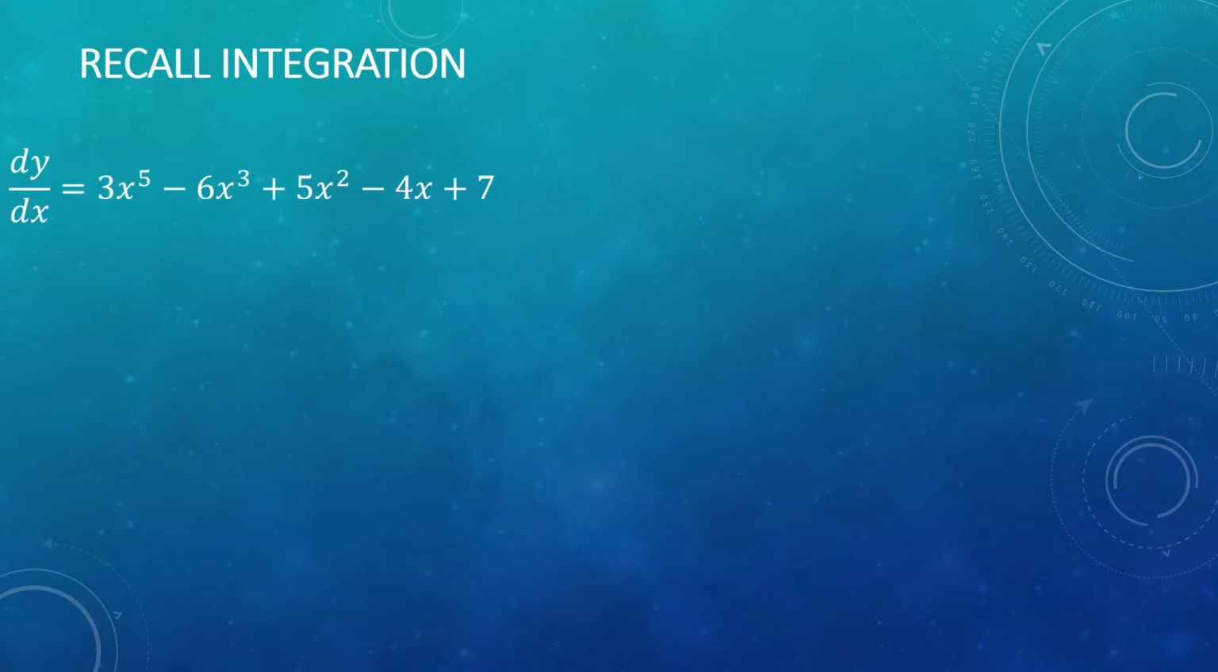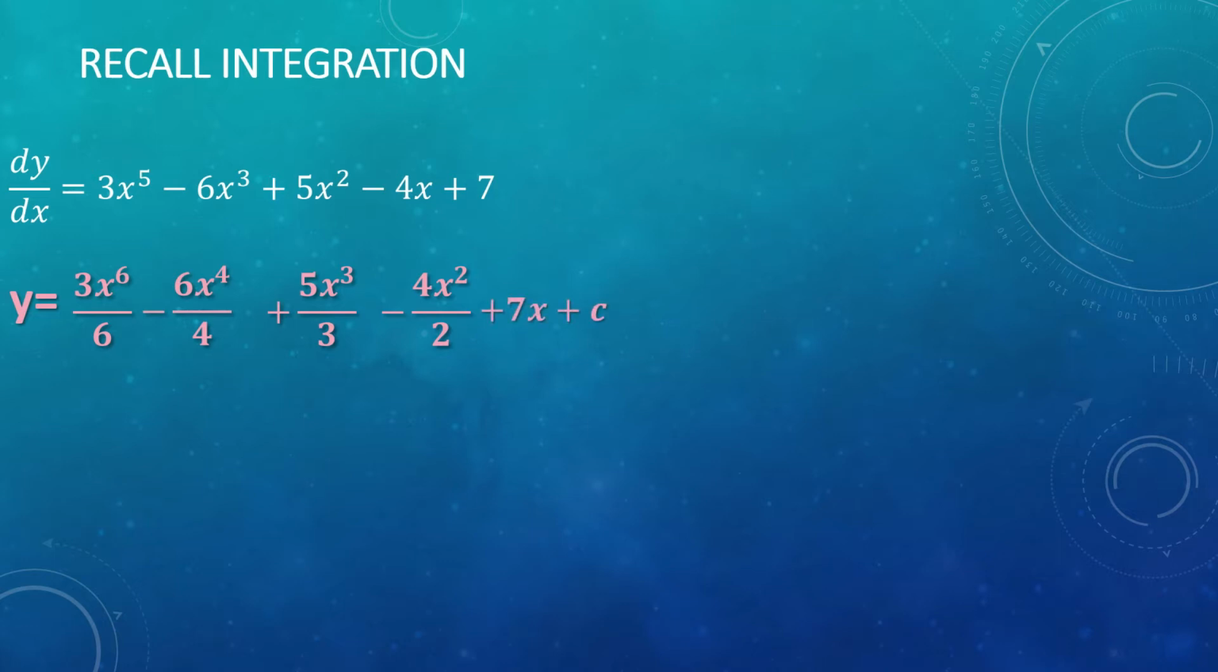Let's recall integration. So dy/dx equal to 3x to the power of 5 minus 6x to the power of 3 plus 5x to the power of 2 minus 4x plus 7. When we do integration, you're going to get back y. So 3x to the power of 6 over 6, minus 6x to the power of 4 over 4, plus 5x to the power of 3 over 3, minus 4x squared over 2, plus 7x, plus c. Basically we can see that for each x, the power will be increased by 1. We just need to simplify to get the final answer.